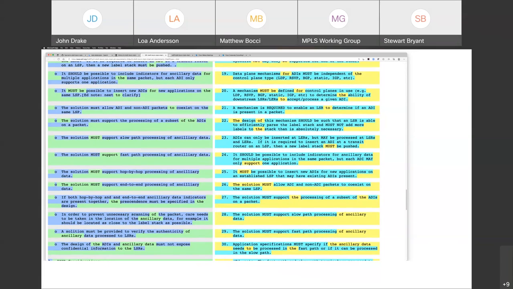I think this comes under the class of many of the ones that we had earlier on, where if MPLS labels are used to indicate the ancillary data, then... Or to encode the ancillary data. Or to encode the ancillary data, yeah. So this is just a good practice requirement. Don't stick more labels in there than you need, and don't design it so it's hard to parse. Seems fair.